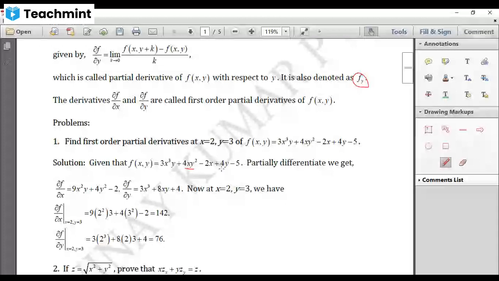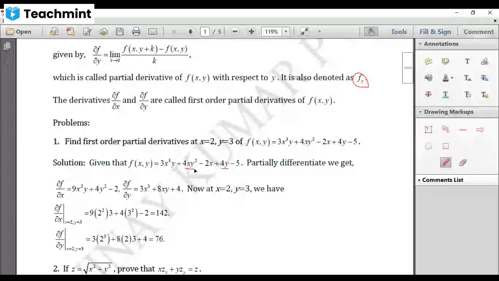Now, what is the derivative of 4y? 4 is also constant. y is also constant because you are differentiating partially with respect to x. Therefore, what is the derivative of constant? 0. There is no x term. Similarly, what is the derivative of constant? 0. So simply 9x square y plus 4y square minus 2. That is your partial derivative of f with respect to x.